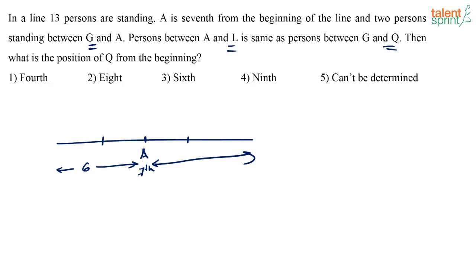So the answer has to be can't be determined, right? Because no information is given about the position of either G or L or Q. Without that, we cannot say what the position of Q would be from the beginning. There can be more than one case. So the answer will be can't be determined.